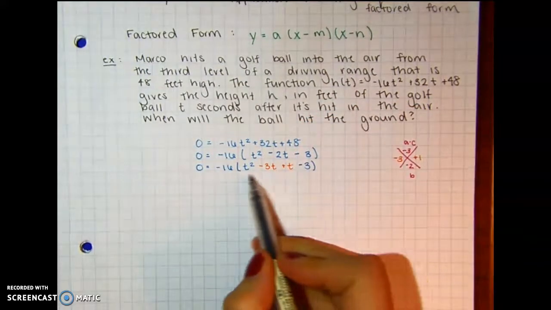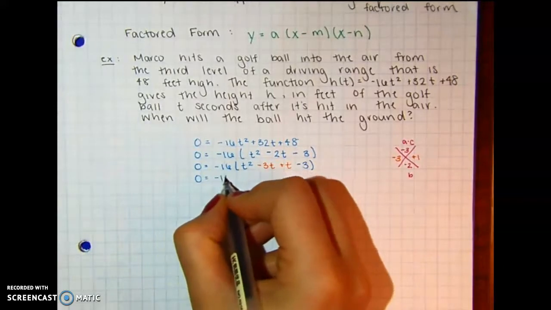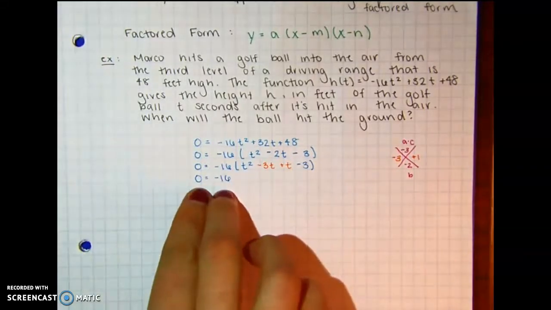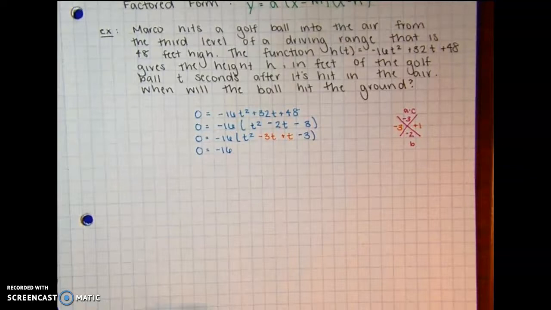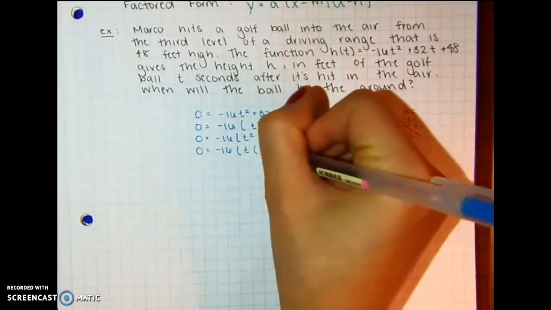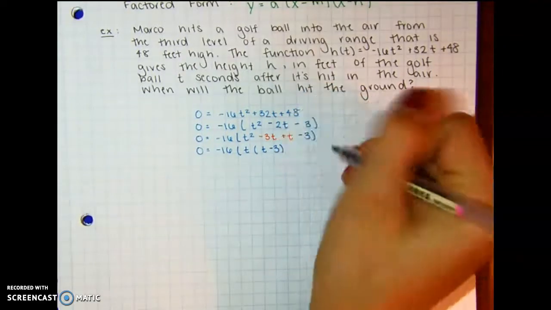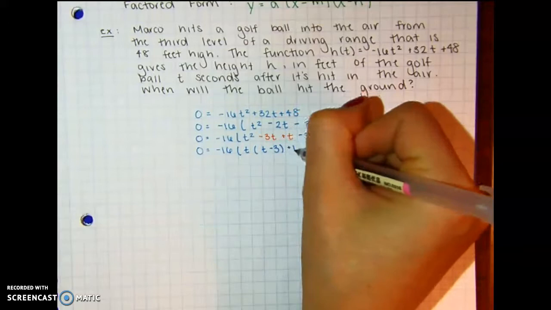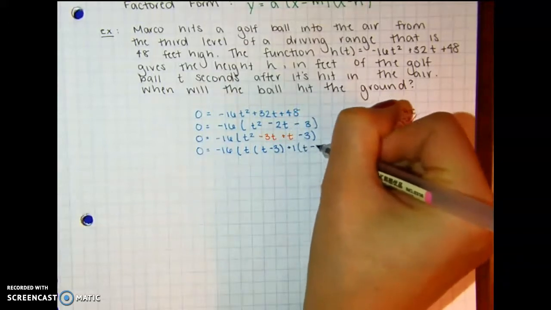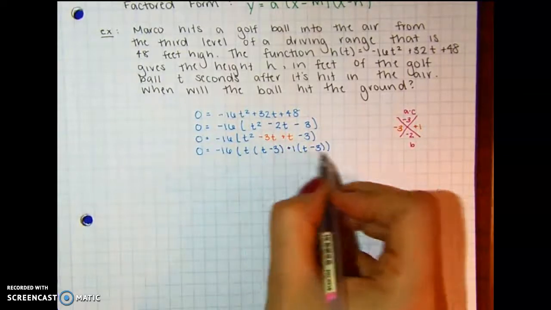Then we focus on two groups and factor out the greatest common factor. Notice how I have my 16 on the outside the whole time, my equal sign and the equal 0. And we can factor out a t. Here nothing, so we put a +1 on the outside. And then our factors are t plus 1 and t minus 3.